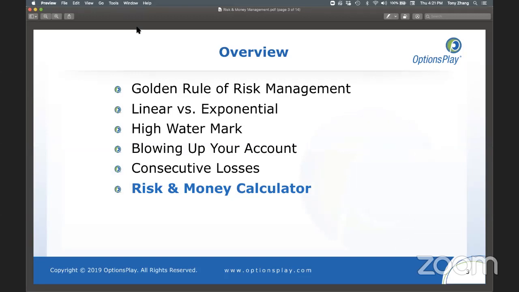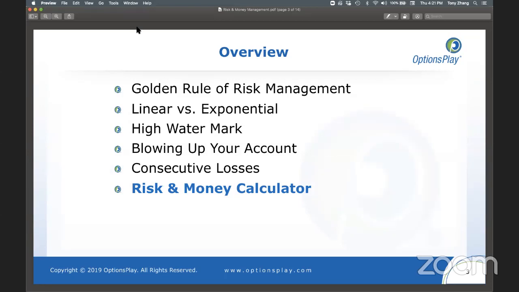And in order to understand that, we'll talk about the high water mark and what it takes to get back to your high water mark once you've had some losses. And we're going to talk about how many trades it takes to blow up your account and thinking about your account from that perspective. Because when you think about your account from how many trades it takes to blow up your account, it becomes really easy to understand why you want to stick to that golden rule of risk management.